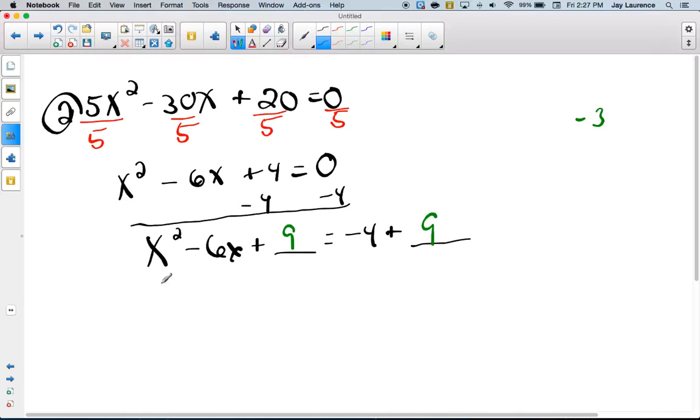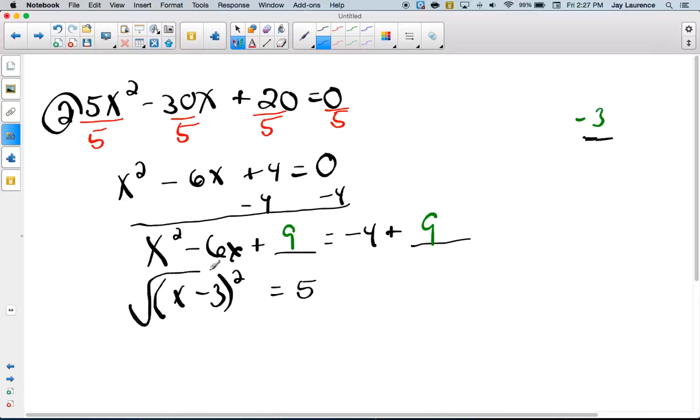All right, so I'm going to factor the left-hand side, and if you didn't realize it, notice that -3 that we wrote up here ended up being the second part of the binomial, x minus 3. Over on the right-hand side, I'm going to have 5. -4 plus 9 is 5.